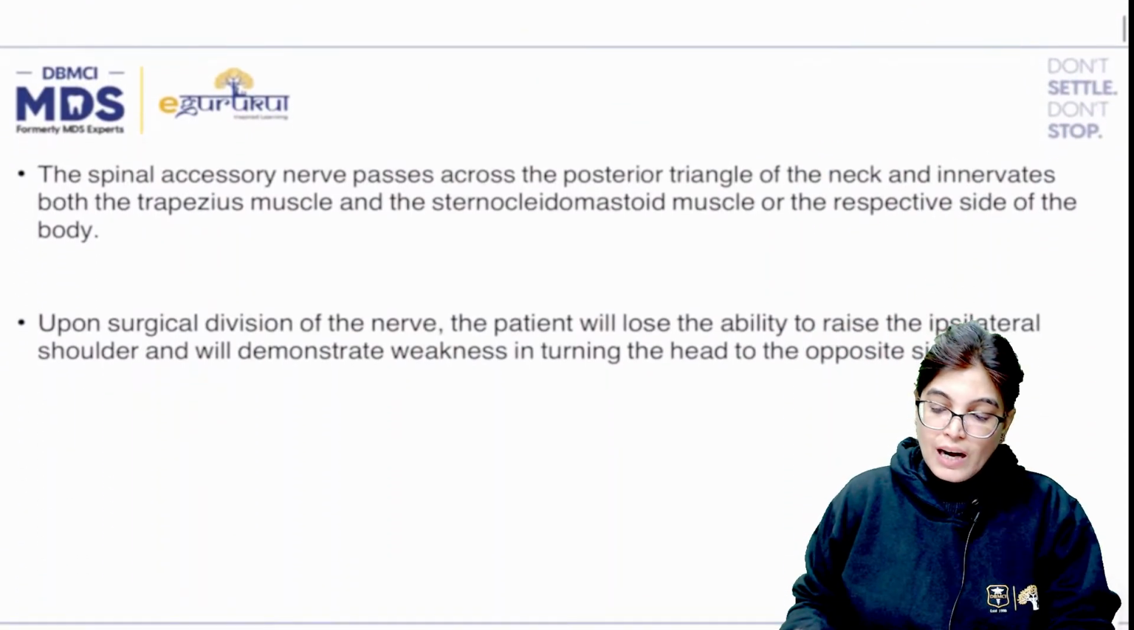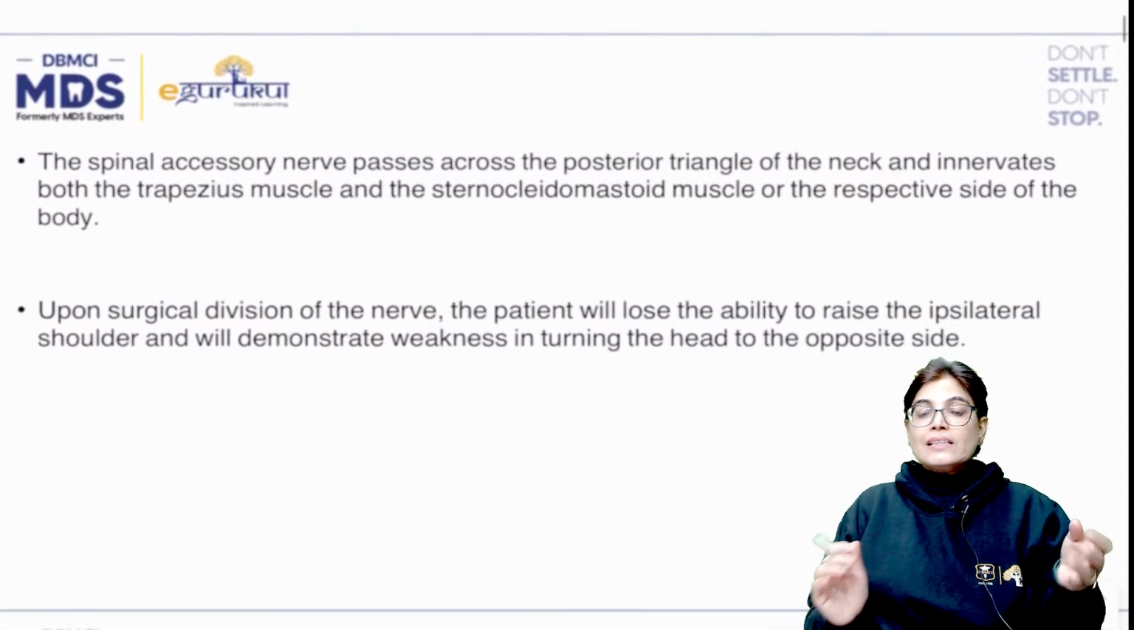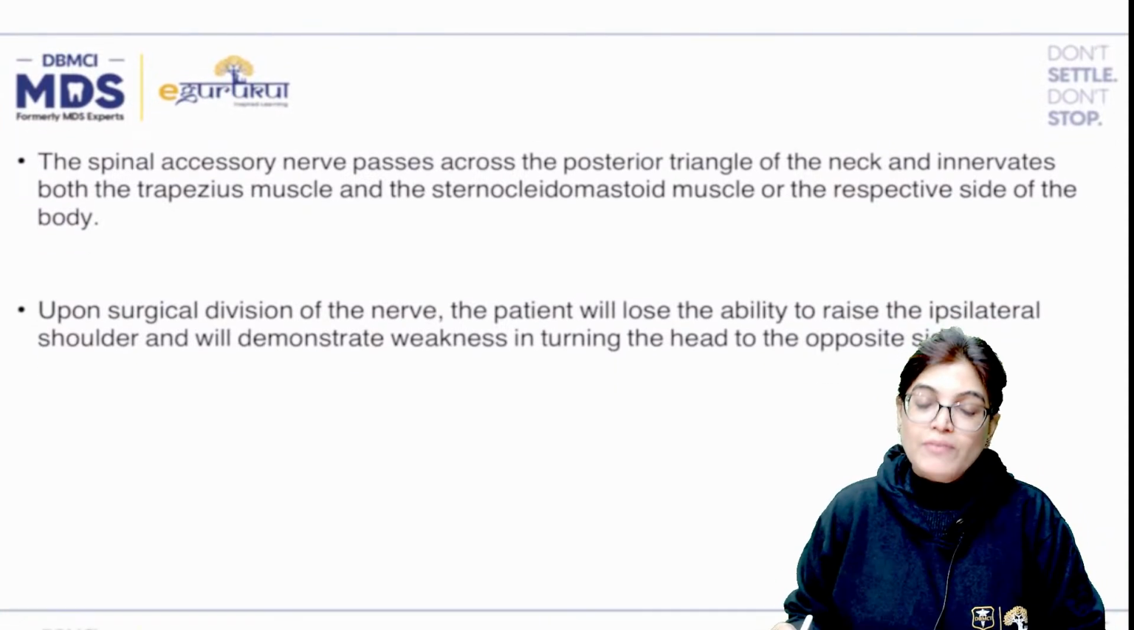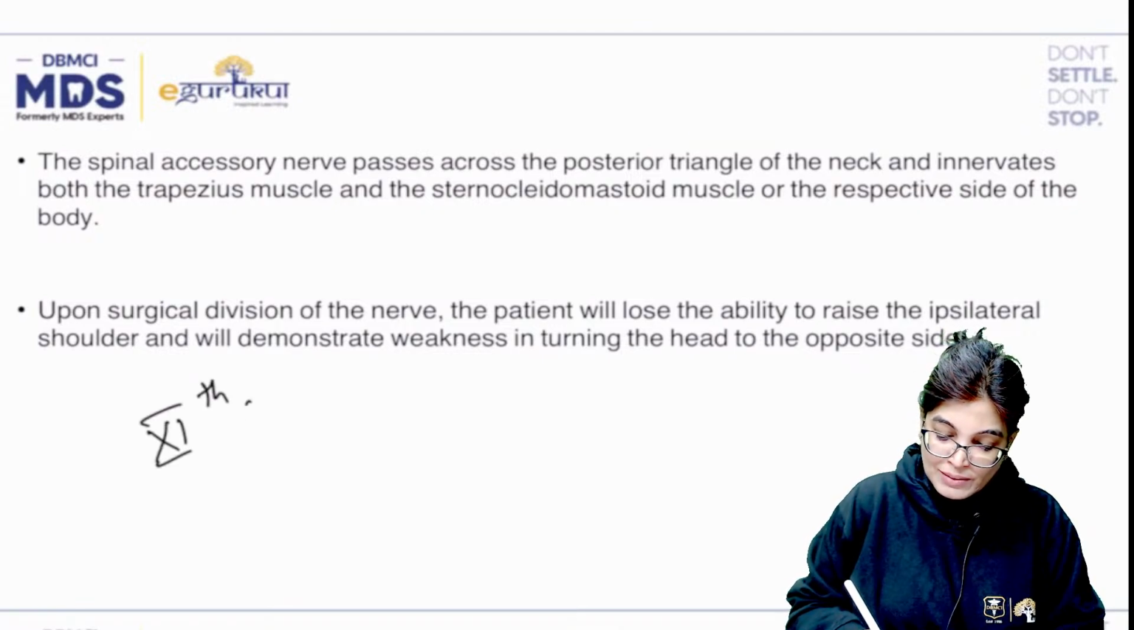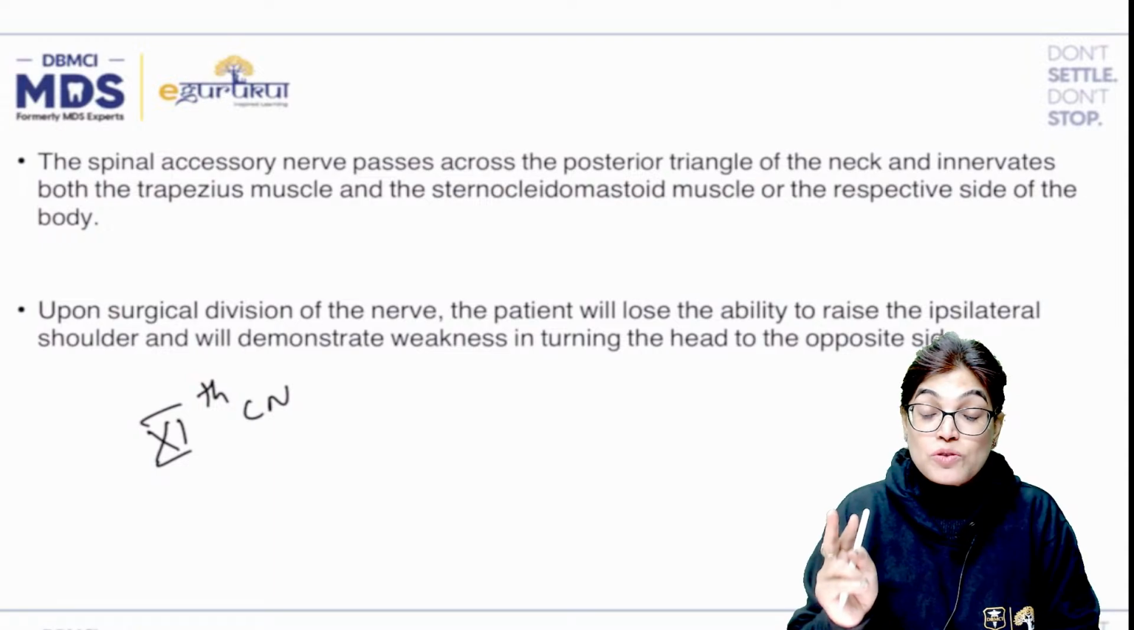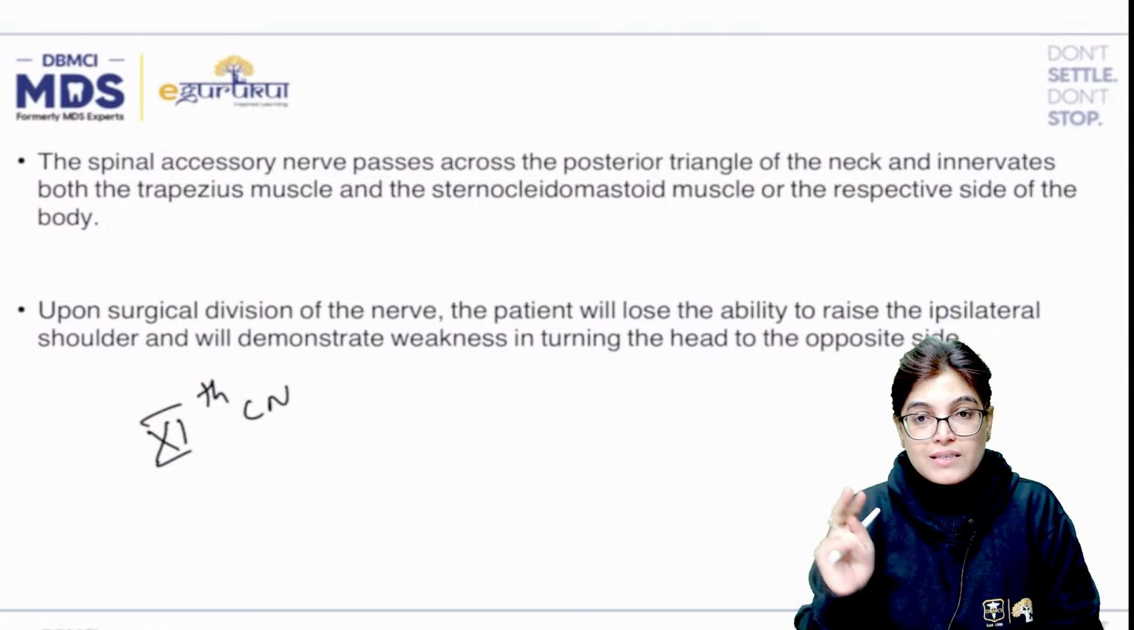Now, actually I want to tell you that there is a nerve, the spinal accessory nerve. We know that the accessory nerve means the 11th cranial nerve, and the 11th cranial nerve has two components, two parts. One is the cranial part, another is the spinal part.